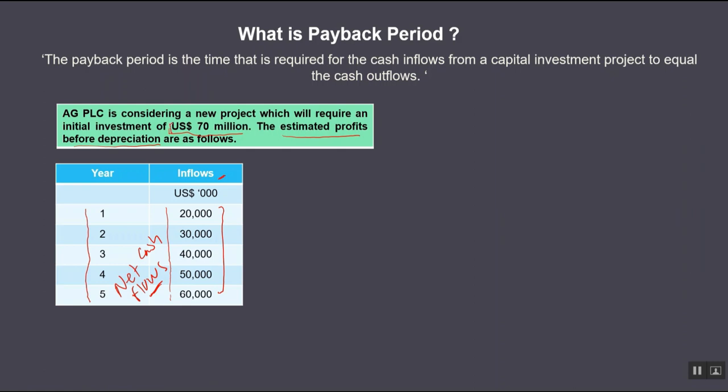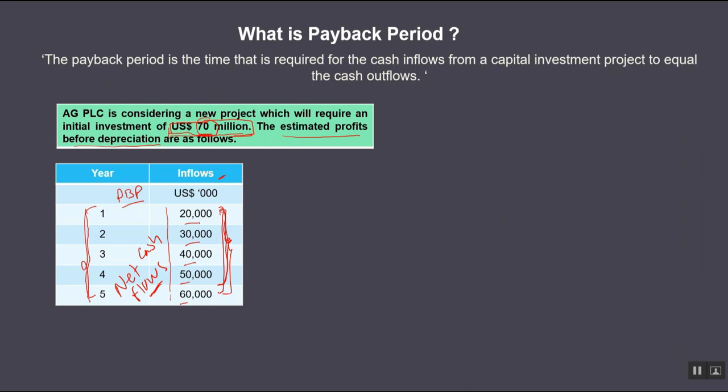As you can see, our initial investment is 70 million. Our cash outflow is 70 million. Now, to calculate the payback period, what we need to identify here is the point at which the 70 million will be paid back. These cash flows are given over the project life of 5 years. So based on these cash flows, we need to identify the payback period, the point at which the 70 million will be recovered or recouped.